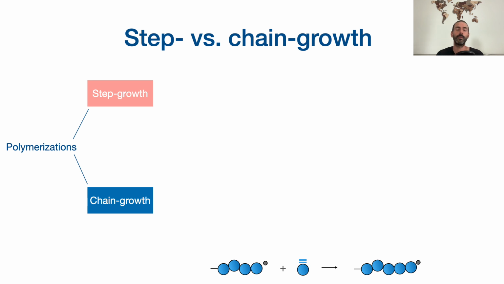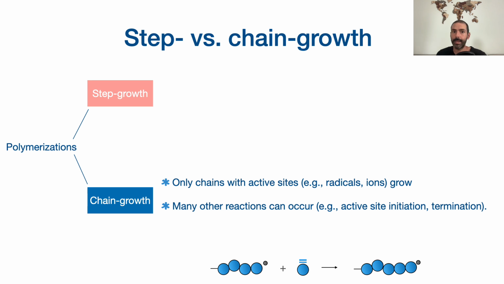Okay? So the key feature of chain growth polymerizations is that only chains with active sites, such as radicals or ions, grow. Note that the lifetime of a chain depends on the type of active site, as we will see, right? But this is an important difference with respect to step growth, where any monomer could react. Here it's not the case. You need an active site. Also, many other reactions occur. In fact, for chain growth to occur via propagation, we first need an active site. And these active sites can also terminate and do much more. Anyway, quite a difference again with respect to step growth.